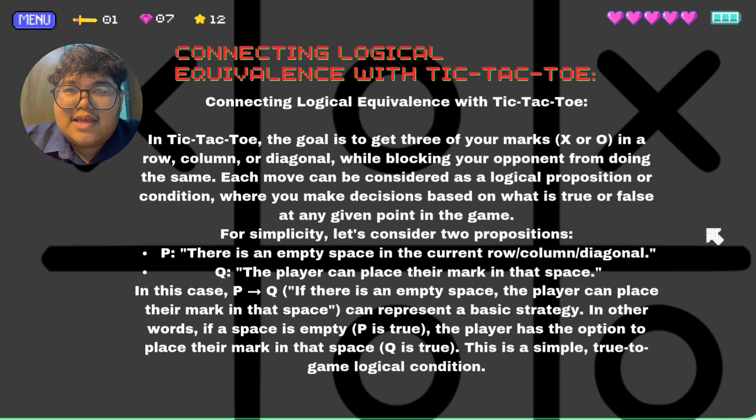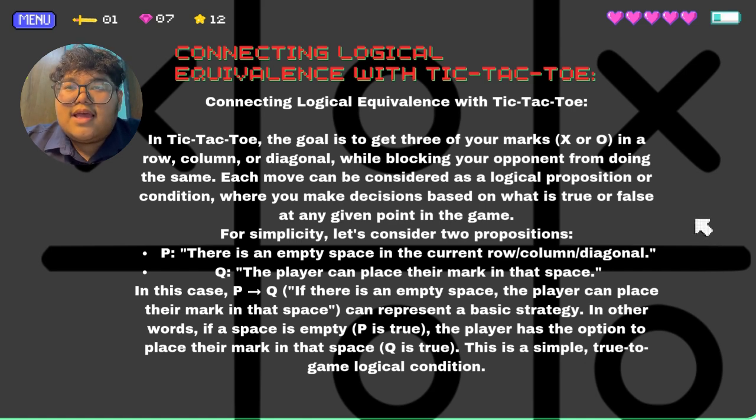For simplicity, let's consider 2 propositions. The first one is P. P is there is an empty space in the current row or column or diagonal. Then Q, the player can place their mark in that space. In this case, when P implies Q, if there is an empty space, the player can place their mark in that space. So they can represent a basic strategy.